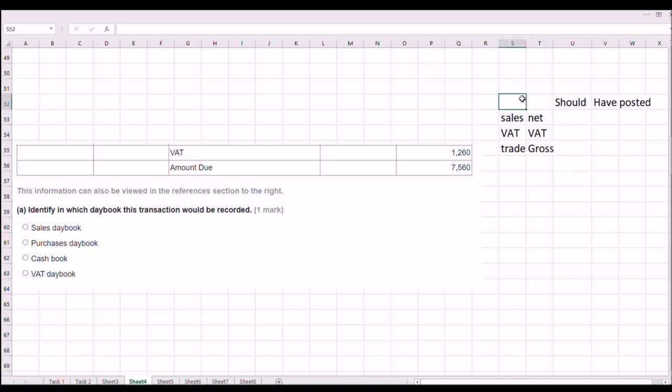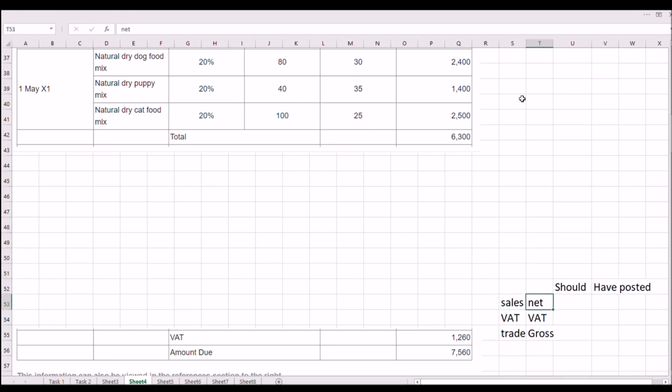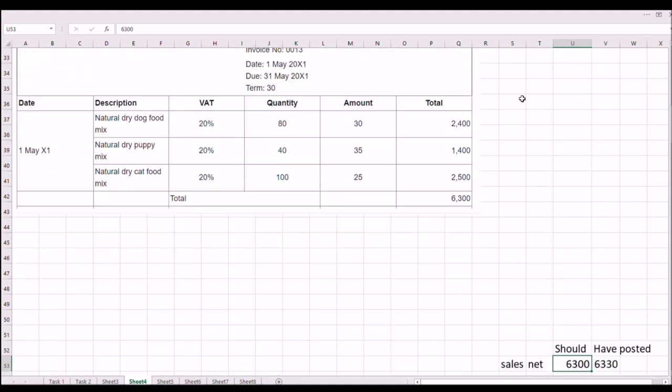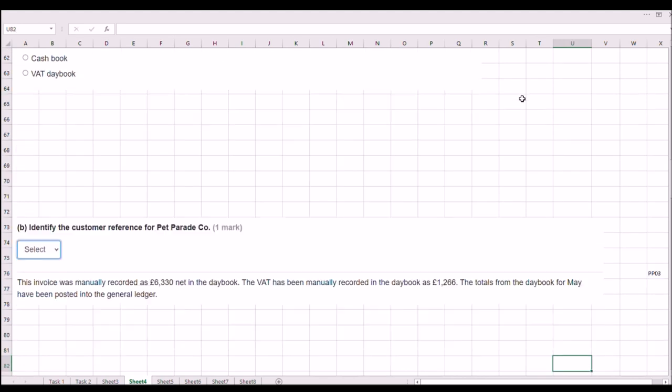So we should have posted net 6,300, and it says we posted 6,330. They didn't give us the VAT figure, but we know it's 20%, so that would be that times 0.2, that's the VAT figure, and this is the gross figure here. And we have posted 6,330 net in the day book, 1,266 VAT, and the totals have been posted to the general ledger as well.